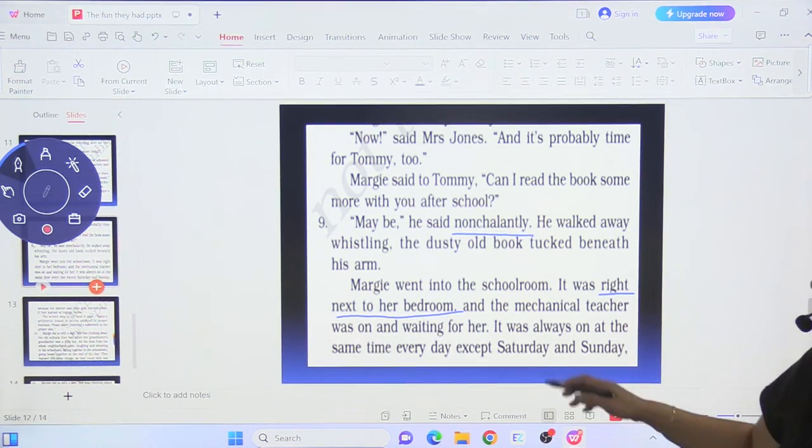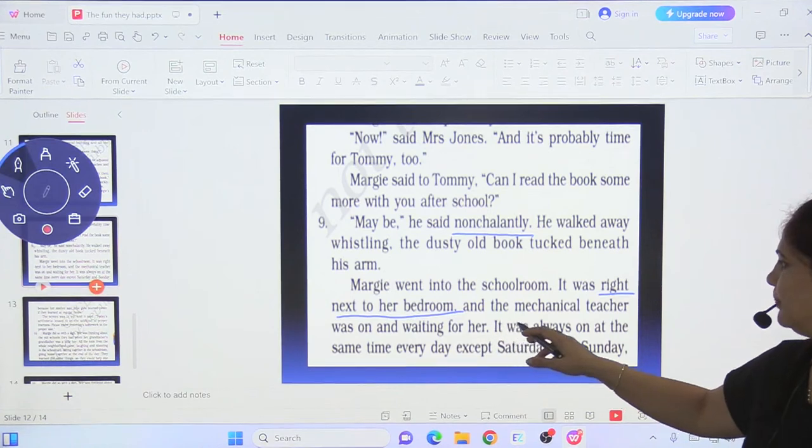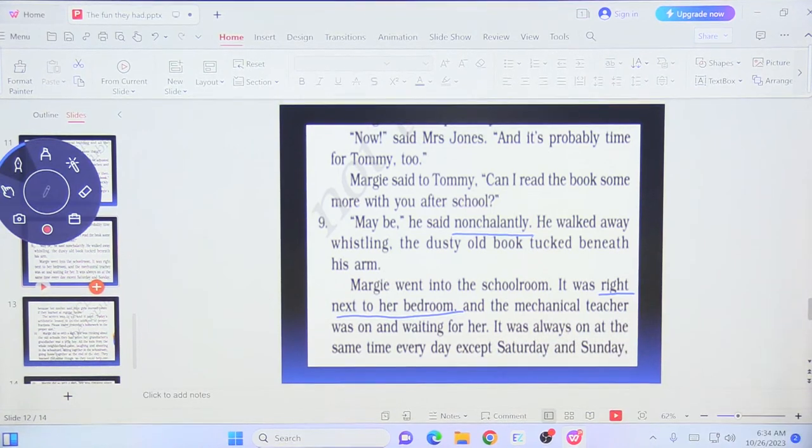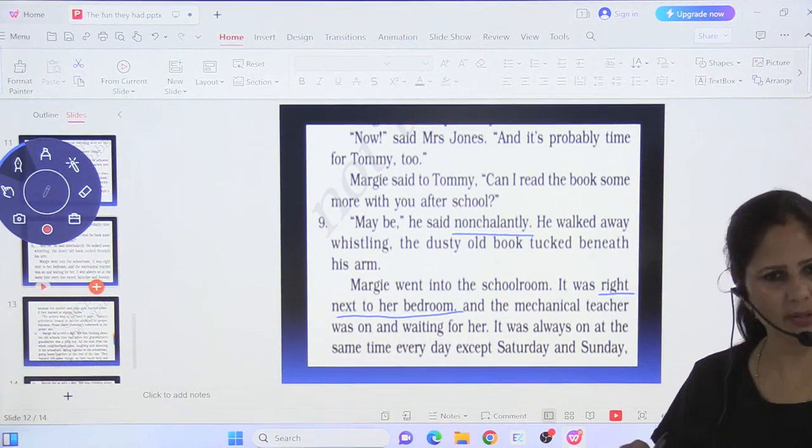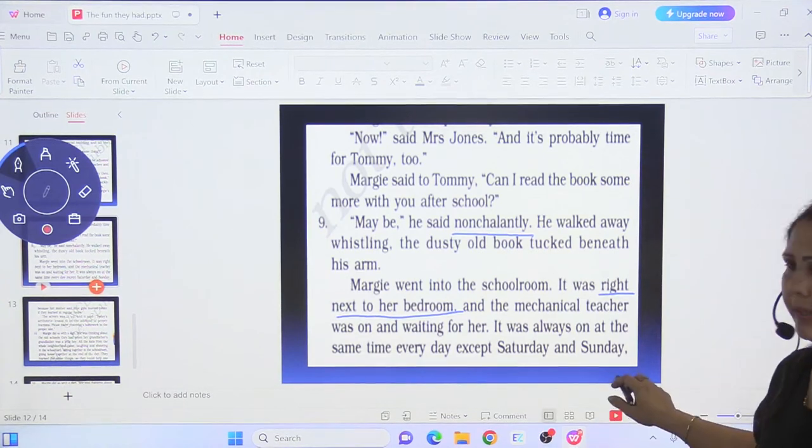Okay, so it was next to her bedroom and the mechanical teacher was on. It was already switched on and waiting for Margie to come. It was always on at the same time every day except Saturdays and Sundays. So she has the same time for the school. It was a regular timing except Saturday and Sunday.